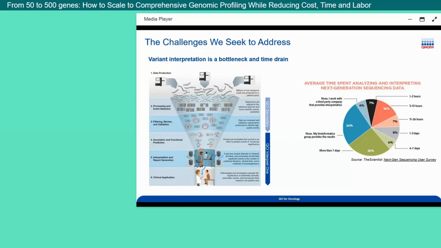And the QIAGEN Clinical Insights platform eliminates this bottleneck and allows your lab to adopt new panels, scale volume, and deliver with confidence accurate patient reports to your clinicians. And we will talk in the next 30 or so minutes on how QCI can successfully help your lab to scale or launch your genomic profiling service.